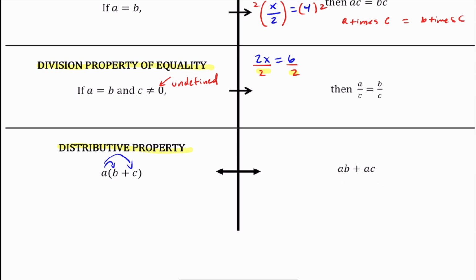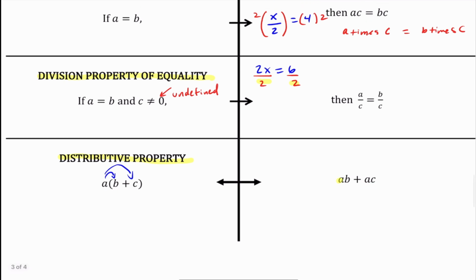Now let's take a look at the other direction. If ab plus ac, then a times the quantity b plus c. So I'm going from here to there. So what do I do here? How do I go from here to there? Well, we can see that these two terms from this expression carry an a here and an a there. So I need to do something called factoring.